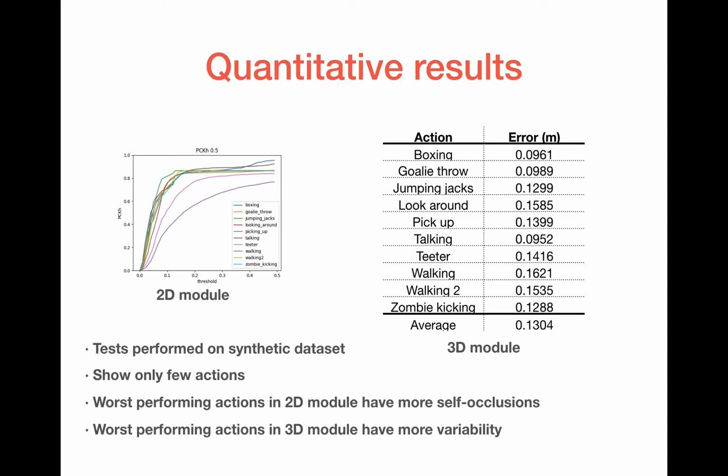We can observe that we mainly have problems when the person has self-occlusions, when they are performing some action and occluding themselves. For example, when the person is bending, the hands are occluding the legs. In the case of the 3D module, what we detect are the worst performing actions. We have more problems when the actor is moving a lot, so we have more glitches in the 3D detections.